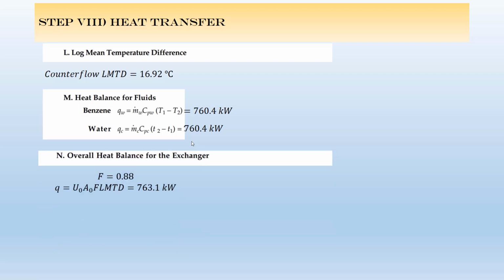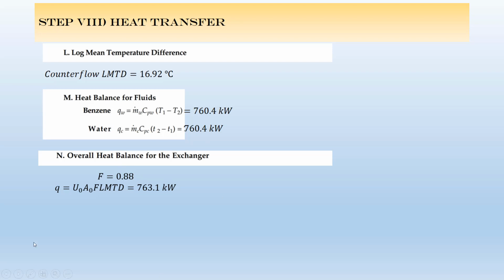I found F. We already discussed how we can find F. And then I use this equation, Q equals UAF LMTD. And I found that the Q is 763.1 kilowatt. You can see that it's not equal to QC and QW, but I think there is probably a kind of error in finding the F, because I use those figures to find F, so this value is not that accurate, correct?